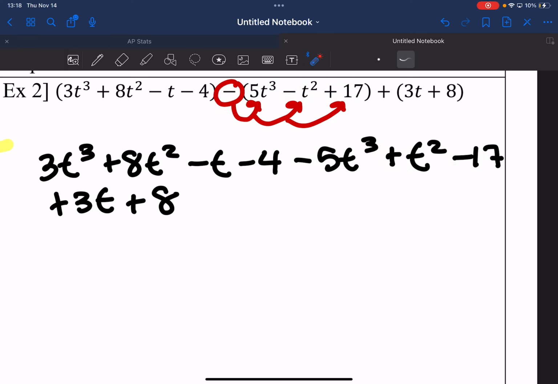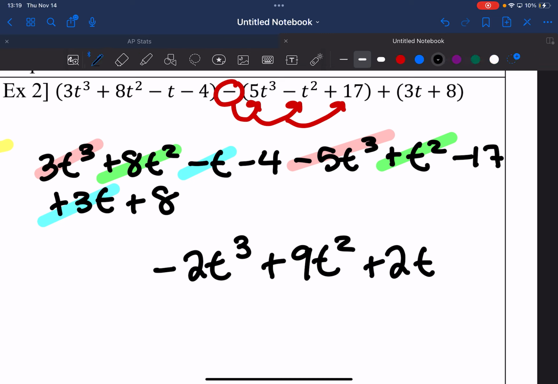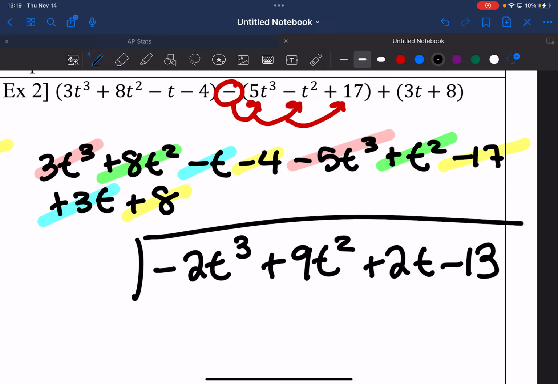Now I'm going to combine like terms, and again, my greatest exponent is that t cubed. So I'm going to do those ones first. So 3t cubed minus 5t cubed is negative 2t cubed. 8t squared plus t squared gives me 9t squared. Negative t plus 3t gives me 2t. And then lastly, my constants, negative 4 and 8 give me positive 4. Positive 4 minus 17 is negative 13. That's my answer.